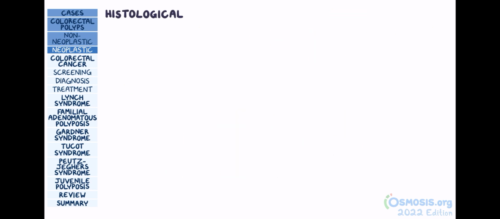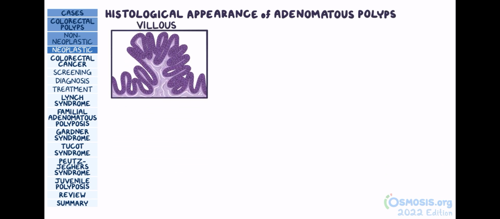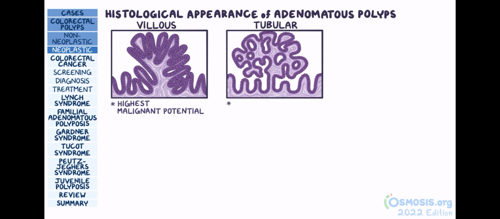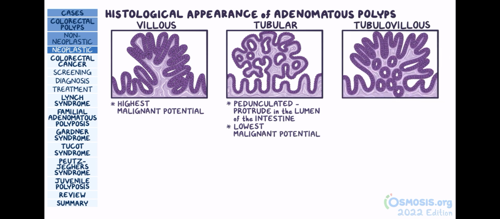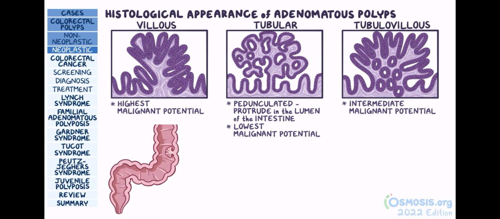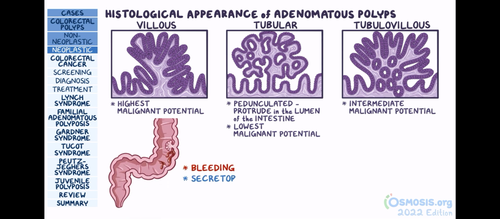Furthermore, based on histological appearance, there are 3 types of adenomatous polyps: villous, which are cauliflower-like polyps that have the highest malignant potential; tubular, which are pedunculated polyps that protrude out into the lumen of the intestine and have the lowest malignant potential; and tubulovillous, which have characteristics of both tubular and villous polyps, and they have an intermediate malignant potential. Usually, adenomatous polyps are asymptomatic, but in some cases, villous polyps can cause bleeding, secretory diarrhea, and partial intestinal obstruction.